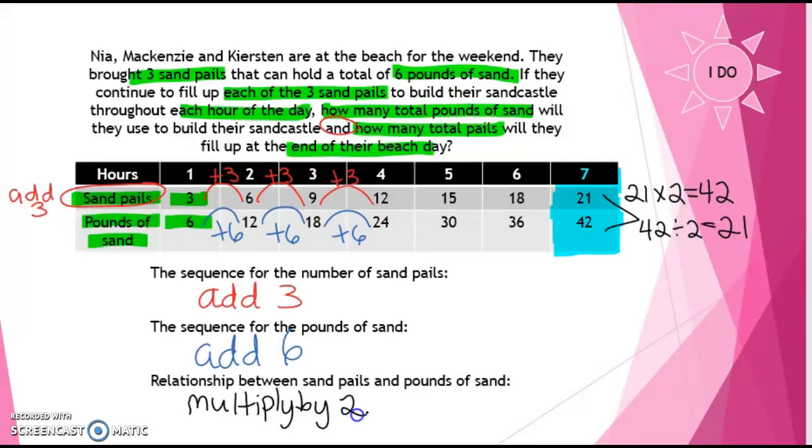So the relationship between sand pails and pounds of sand is multiply by 2. Okay, and you can even see that all the way here back at the beginning. We go from 3 to 6. If we multiply the 3 sand pails times 2 pounds of sand in each one, we're going to get 6 pounds of sand.